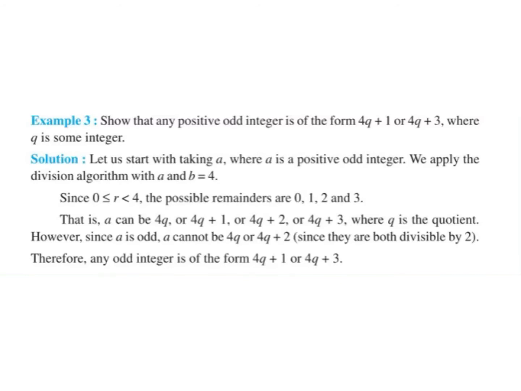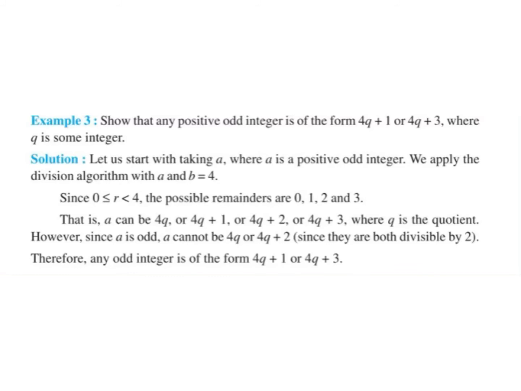If we take r is equal to 0, we will get a is equal to 4q plus 0, that is equal to 4q. If we take r is equal to 1, we will get a is equal to 4q plus 1. If we take r is equal to 2, we will get a is equal to 4q plus 2. And if we take r is equal to 3, we will get a is equal to 4q plus 3, where q is quotient.